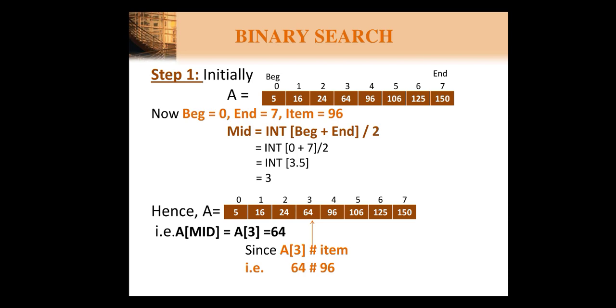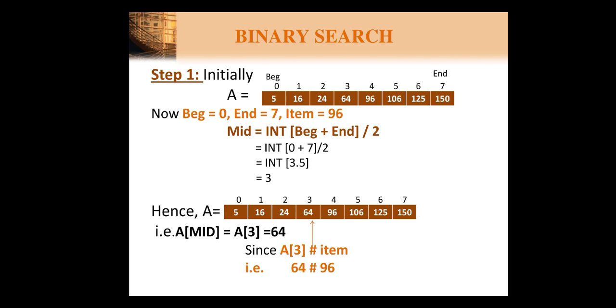Now what is the value of the atom which we want to search? That is nothing but 96. For binary search, it first divides your array into two parts by using the formula mid equals beginning plus end divided by 2. Here beginning is 0 and end is 7, so 0 plus 7 is 7, and 7 divided by 2 gives 3.5. We have to take the integer part only, so mid equals 3.